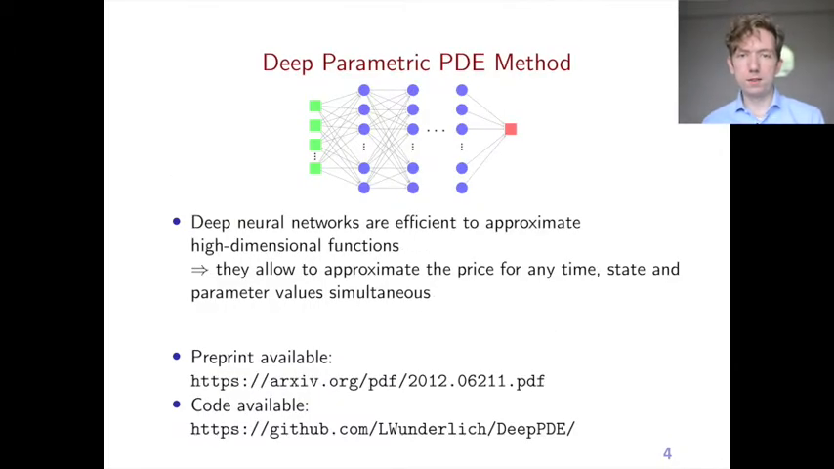The deep parametric PDE method is based on the observation that deep neural networks are highly efficient at approximating high-dimensional functions. This was first seen in supervised learning, where neural networks can solve problems with hundreds to millions of features. For us, this means that the dimension of the problem is no longer limiting us, and we can approximate the price for any time, state, and parameter value at the same time. You can find a preprint of our article on arXiv, and I made the code available on GitHub if you want to give it a try yourself.